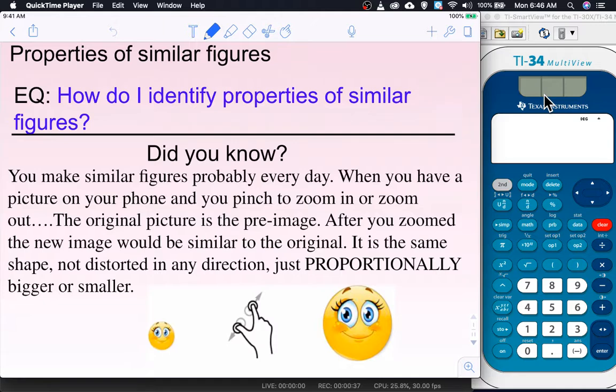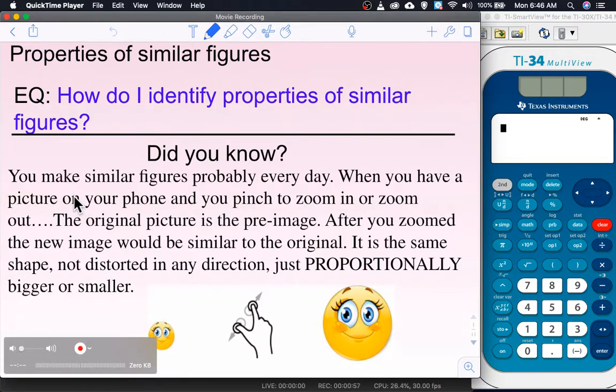We're going to look specifically at similar figures today in this lesson. Every one of these problems will have two figures or more that are the same shape but a different size. And then we're going to figure out if they're similar or not.